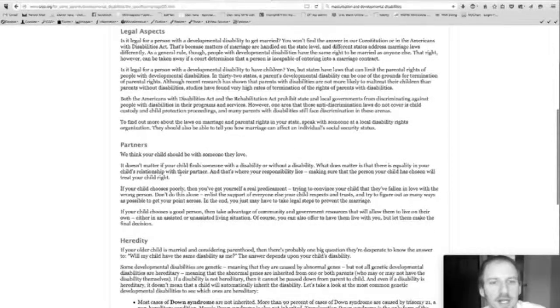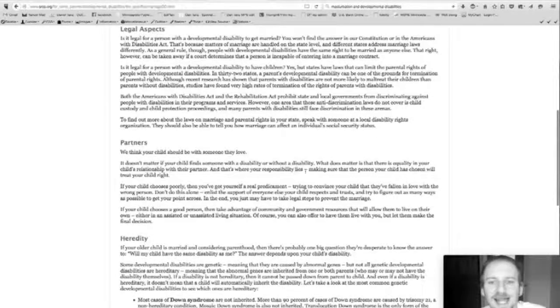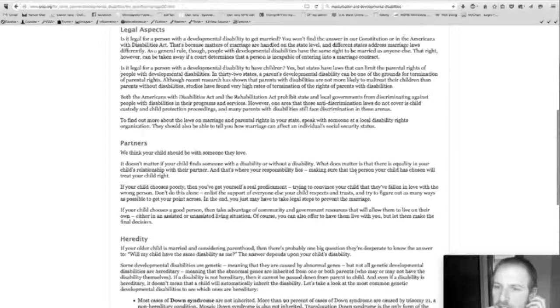Partners. We think your child should be with someone they love. It doesn't matter if your child finds someone with a disability or without a disability. What does matter is that there is equality in your child's relationship with their partner. And that's where your responsibility lies, making sure that the person your child has chosen will treat your child right. If your child chooses poorly, then you've got yourself a real predicament. Trying to convince your child that they've fallen in love with the wrong person? Don't do this alone. Yeah, that seems like an issue that you might face with or without disabilities coming into play.